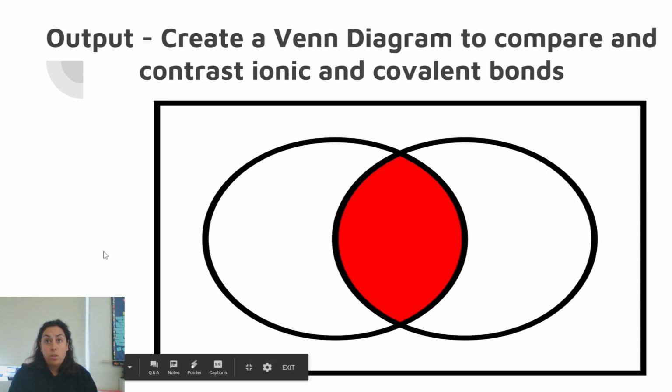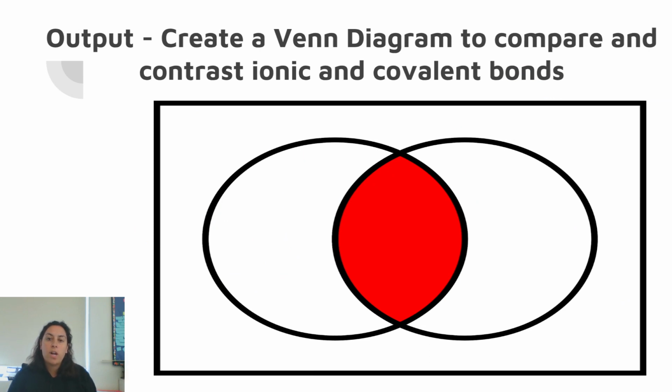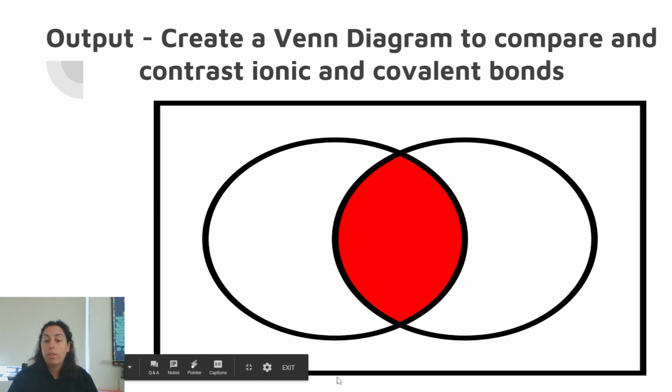Now what you need to do is use your doodle notes, and create a Venn diagram to compare and contrast ionic and covalent bonds. If you would like a challenge, you can add a 3rd circle in there down at the bottom, and you can add metallic bonds to compare as well, but that is not required. Once you've finished your Venn diagram, you need to show your teacher to get it checked.